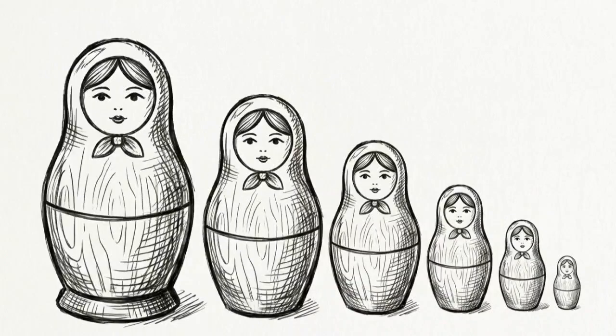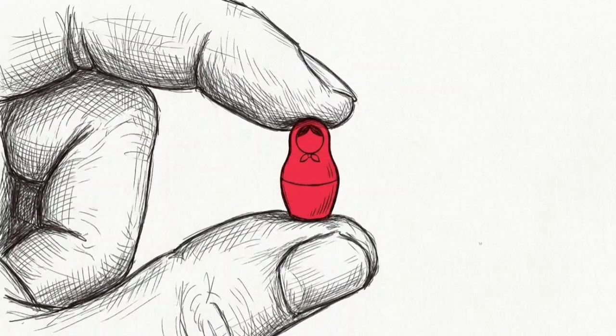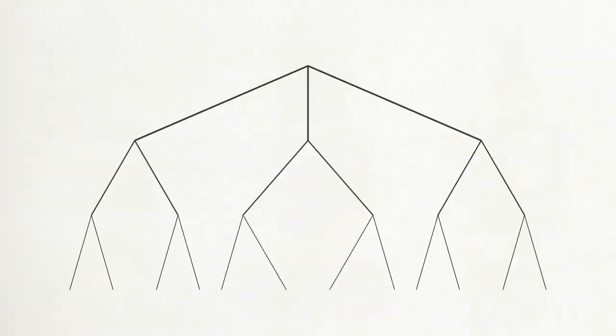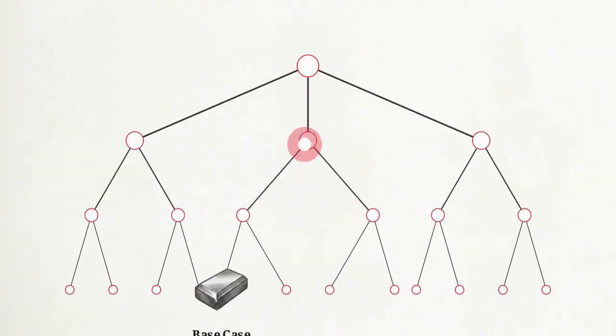But if you keep opening those wooden dolls, you eventually reach the center. You hit a tiny, solid piece of wood that cannot be broken apart any further. This stopping point is the base case. It's the simplest version of the problem, where the answer is already known, and the computer doesn't need to do any more work to figure it out.